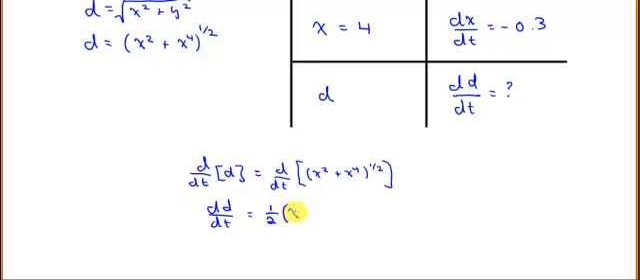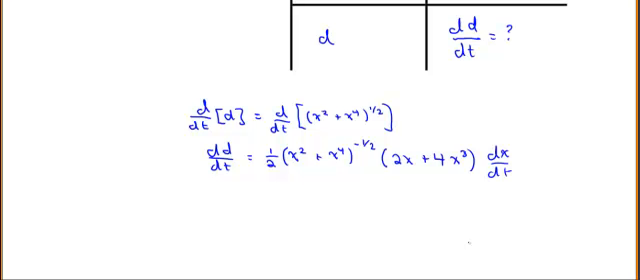I'll have 1/2 times x squared plus x to the 4th, to the negative 1/2, then times the derivative of what's inside. Now you have to be a little bit careful here because what's inside is still a composite function. We have this function, x squared plus x to the 4th, evaluated at x, but x in turn is a function of time, is changing with respect to time. So I have the derivative of this, which would be 2x plus 4x to the third, times the derivative of the inside function, which is just the derivative of x, and that would be dx/dt.